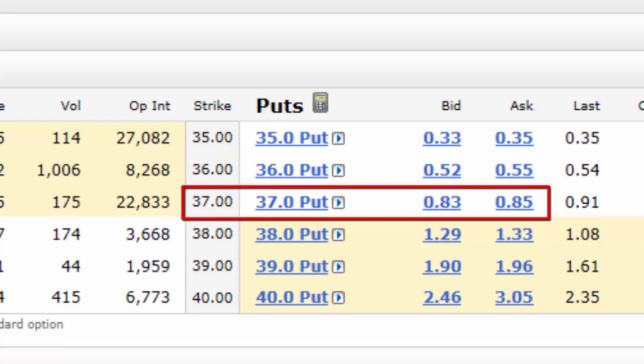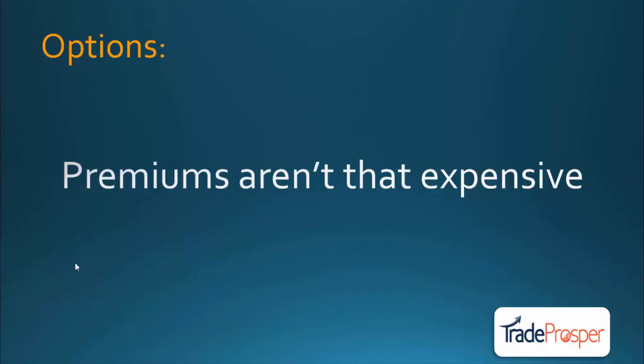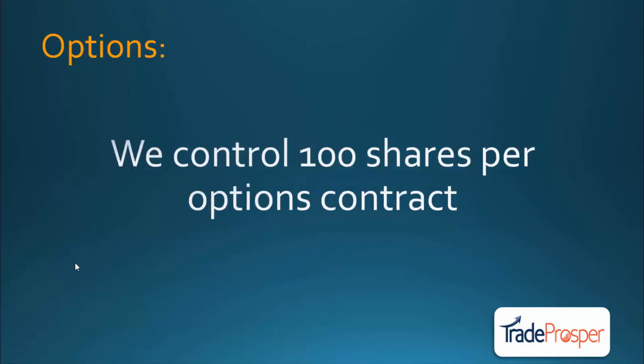So if I'm short at 38 or short at 37 and the trend is much, much lower, I still achieve the outcome that I'm looking for. So a $37 put costs $85, so 85 cents times 100 shares. Now the point is, I wanted to show you that the pricing is not that expensive at all. So with this $133 or the $85, whichever one you chose, you controlled the price movement of 100 shares.